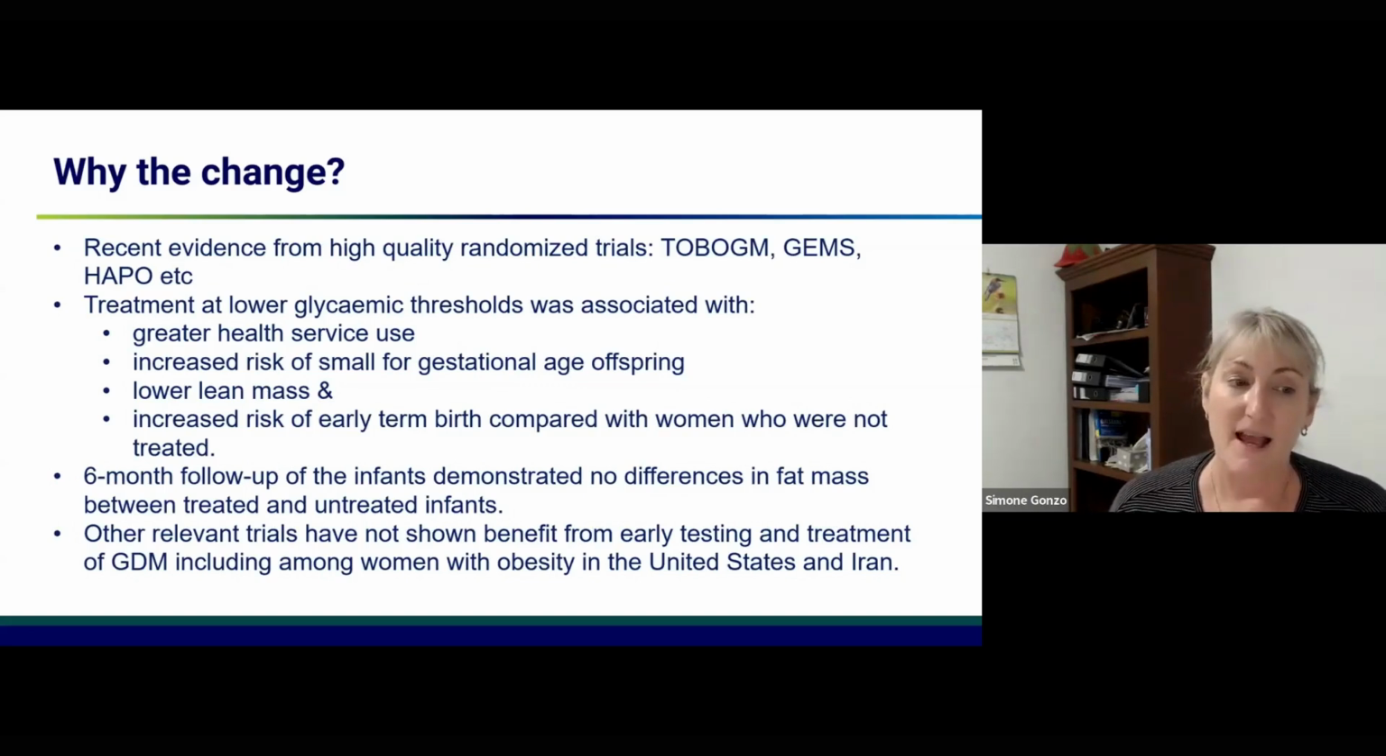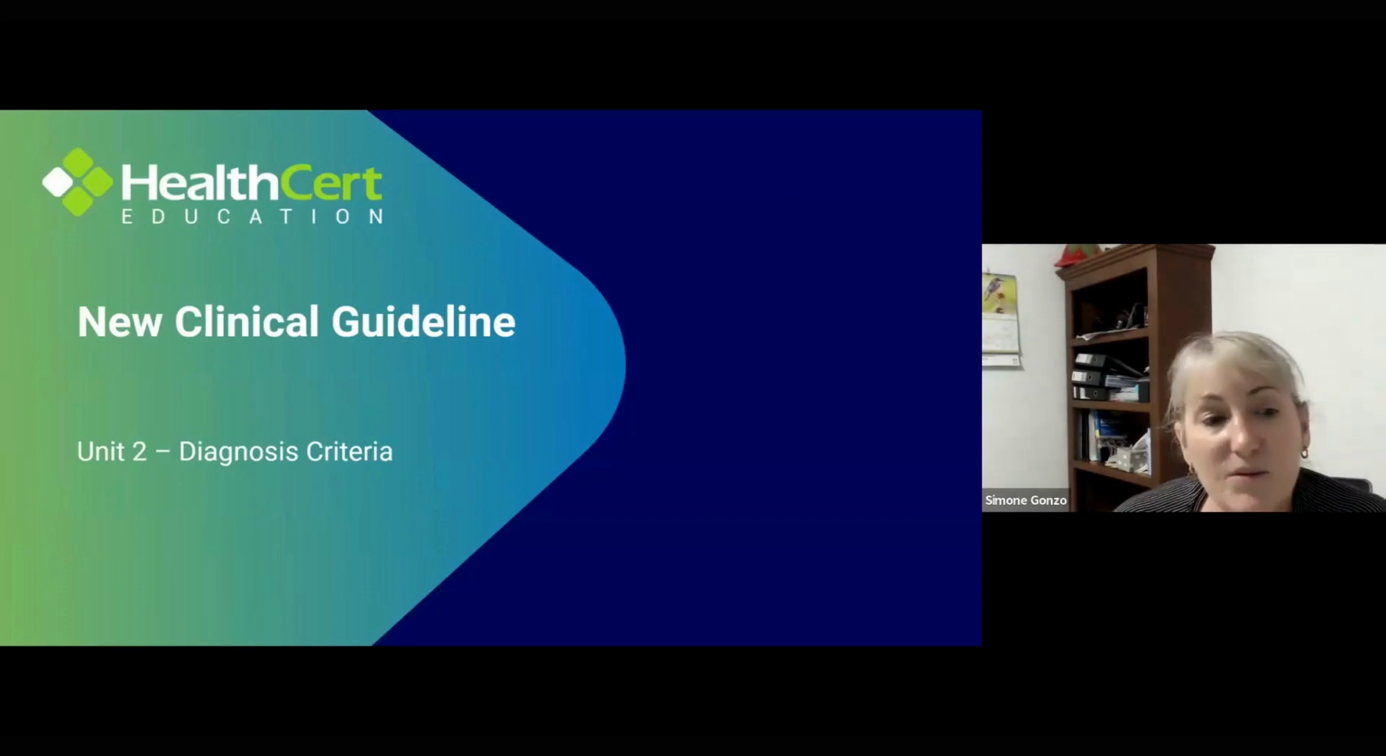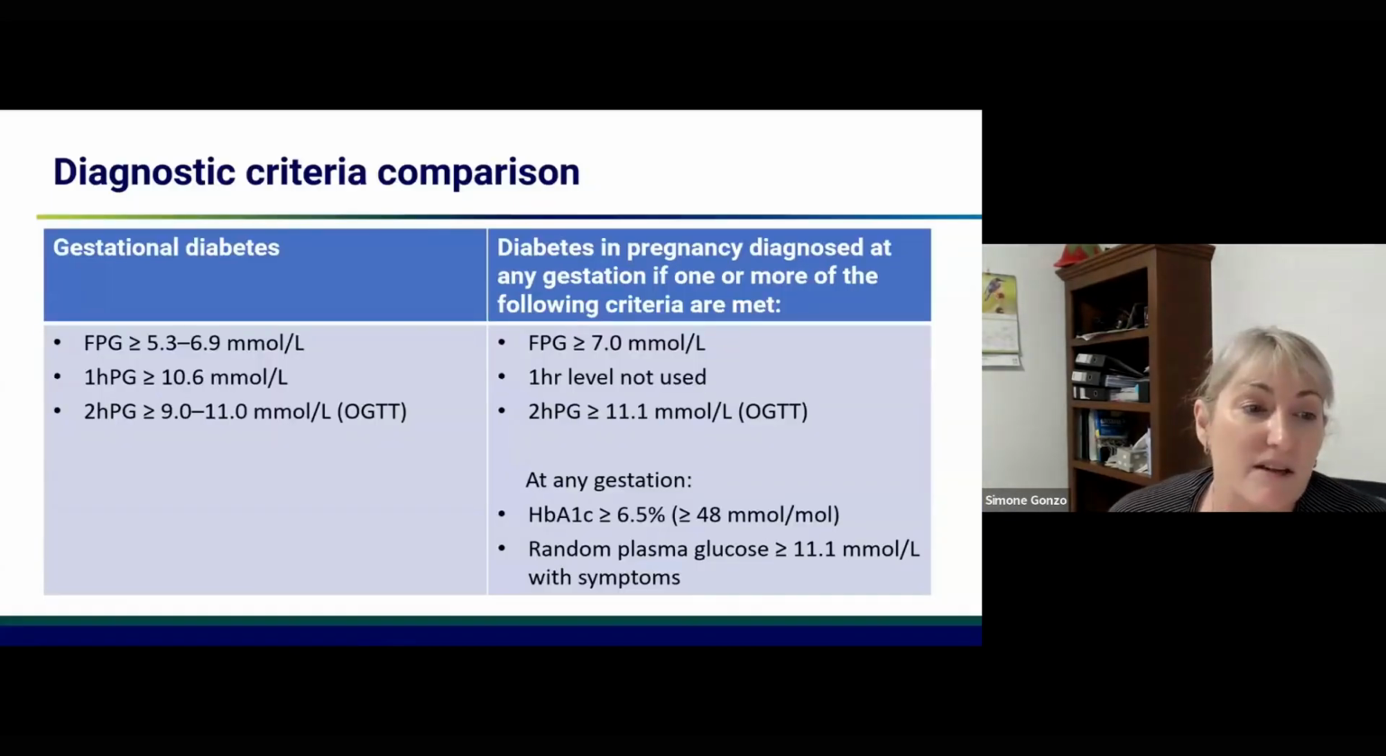untreated infants. And other relevant trials haven't shown any benefit from early testing and treatment of GDM, including women with obesity in the United States and Iran. So there's a couple of different cohorts of patients that made up that group. So looking at how we now are going to be diagnosing our patients, diagnostic criteria is on the left-hand side.